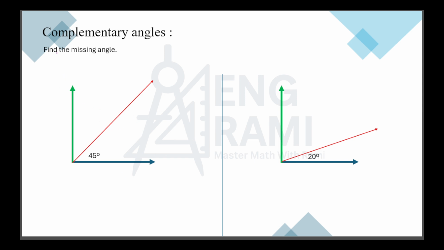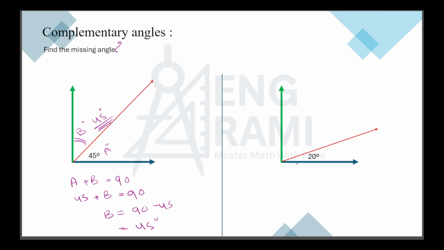Another two questions. Find also the missing angles. Here we have 45, and we are looking for angle B. This is angle A. We know that both angle A and B are complementary angles since the summation of them is 90 degrees. So A plus B equals 90. A is 45 plus B, the angle that we are looking for, 90. B equals 90 minus 45, which equals 45 degrees. So the angle here is 45 degrees.